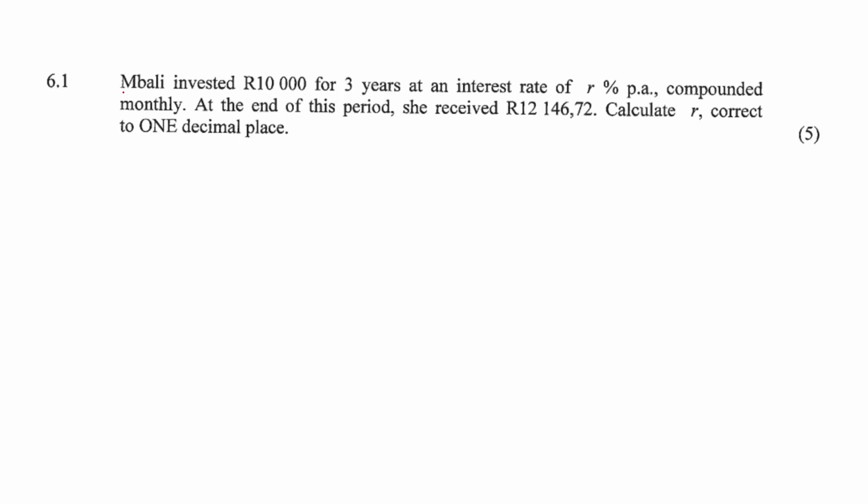Question 6.1, we've got Mbali, who invested 10,000 rands for 3 years at an interest rate of R% per annum. So we'll probably have to calculate our R value, which is our interest rate, which is essentially I, compounded monthly. Make sure to divide your R value by 12. And at the end of this period, she received 12,000 rands. Calculate R, correct to one decimal place. So it's going to look something like this.